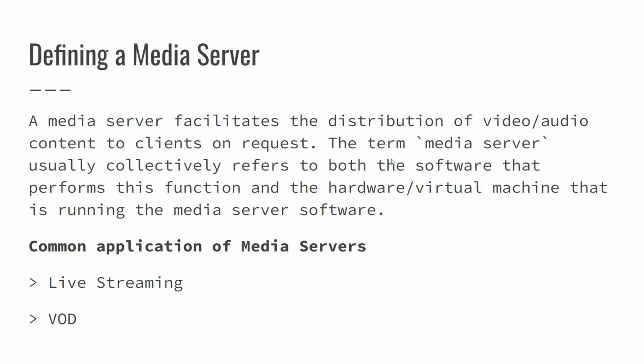Now, coming to common applications of media servers, you would usually see media servers being deployed in two kinds of usage. The first one is for live streaming, and the second one is for streaming of pre-recorded content, which is also known as video on demand streaming. A live stream is usually something that is captured through a capable audio-video device before being encoded and sent over to the media server for distribution. Good examples of live streaming would be conferences, live auctions, and other live events.